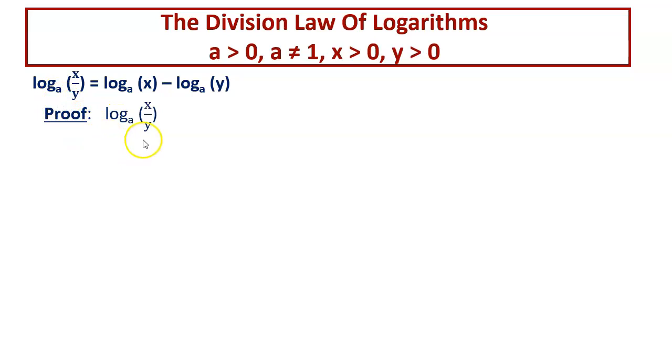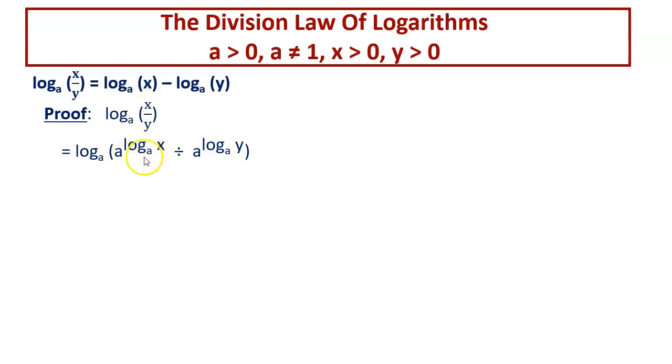We start from the left hand side. It is log of x over y to the base e. And this can be written as log to the base e, and in place of x we write e to the power of log of x to the base e. And then there is this division sign, and in place of y we write e to the power of log of y to the base e.